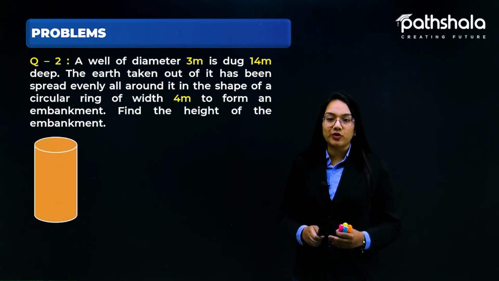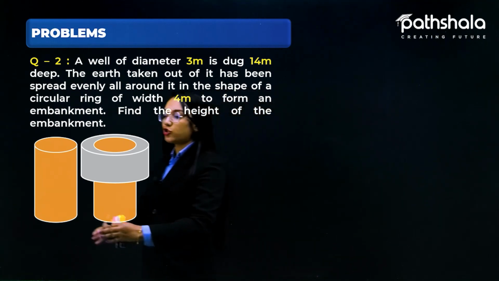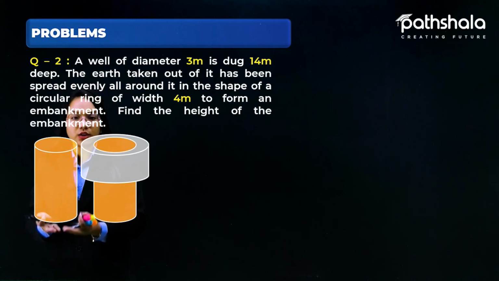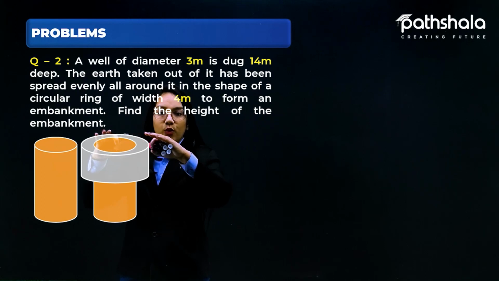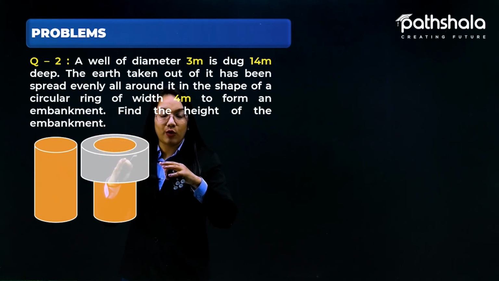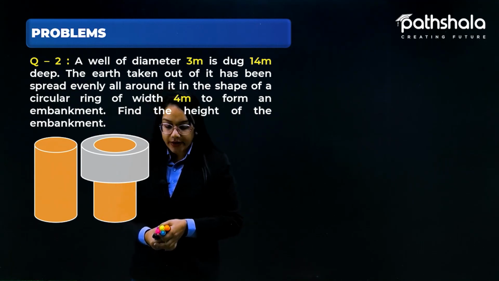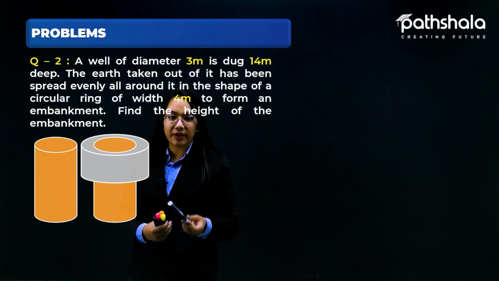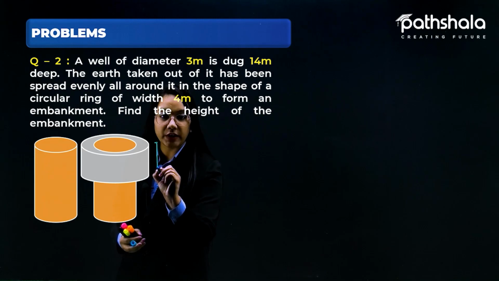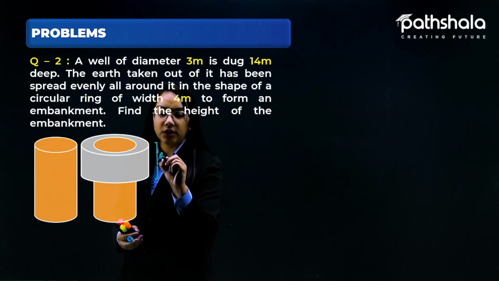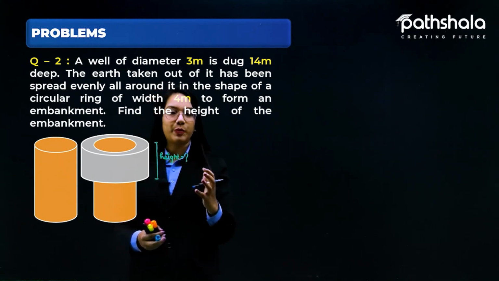So first of all, let us suppose I am taking the figures in this form. So this was first of all my well. When the earth was taken out of it, the volume of the earth is equal to the volume of the embankment that is made around it. Now we have to find out the height of this particular embankment. Let me write it over here: first of all we have to find out the height of this embankment. We have to find this height of the embankment. So what do we know from this particular question?